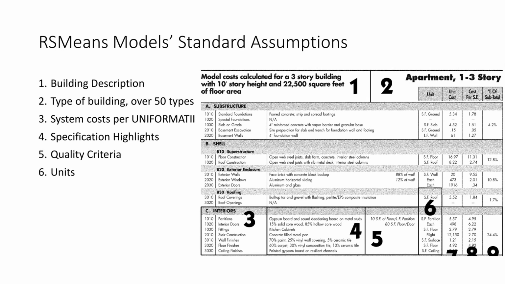This slide shows the standard assumptions built into an RSMeans parametric model. Each model assumes a specific building type, size, story height, systems, and quality level, organized using UNIFORMAT II. These assumptions define what typical means in the model and are already embedded in the base cost. If your project differs from these assumptions, the estimate must be adjusted, and that's why schematic estimates should always be communicated as ranges with stated assumptions, not single numbers.